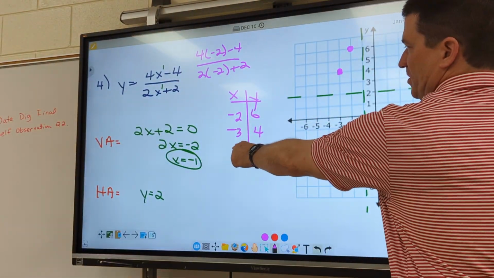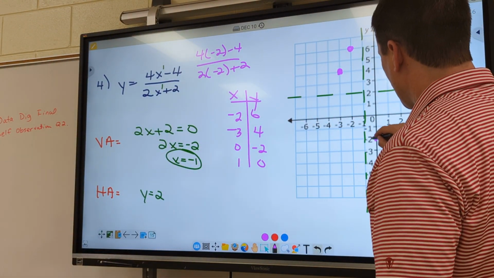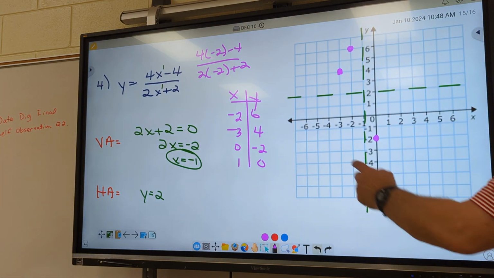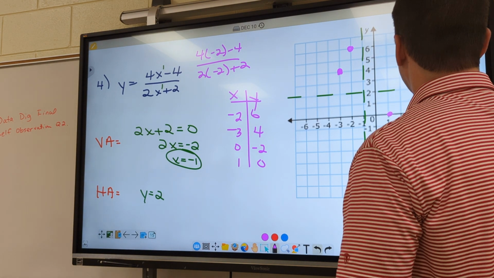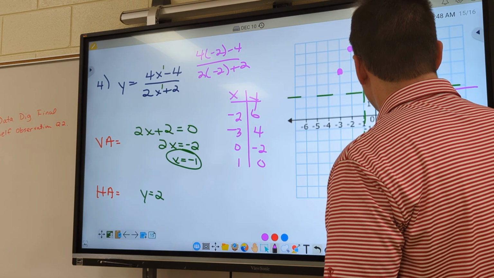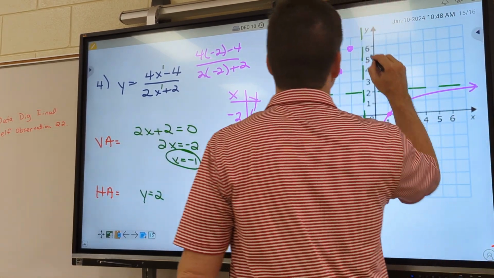All right, over 0 and down 2 is right here. And over 1 up 0. All right, so remember, don't cross the dotted lines when you draw your curves.